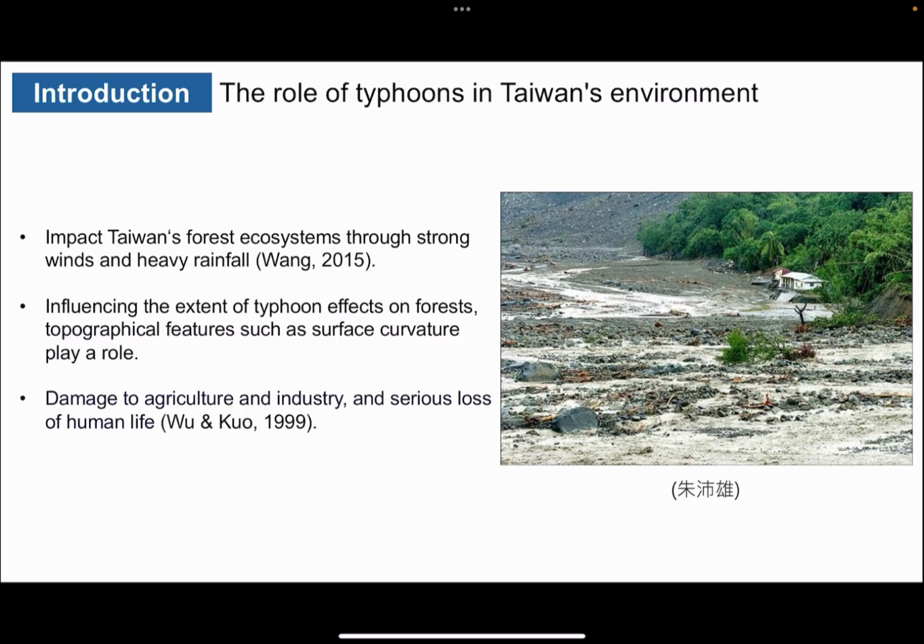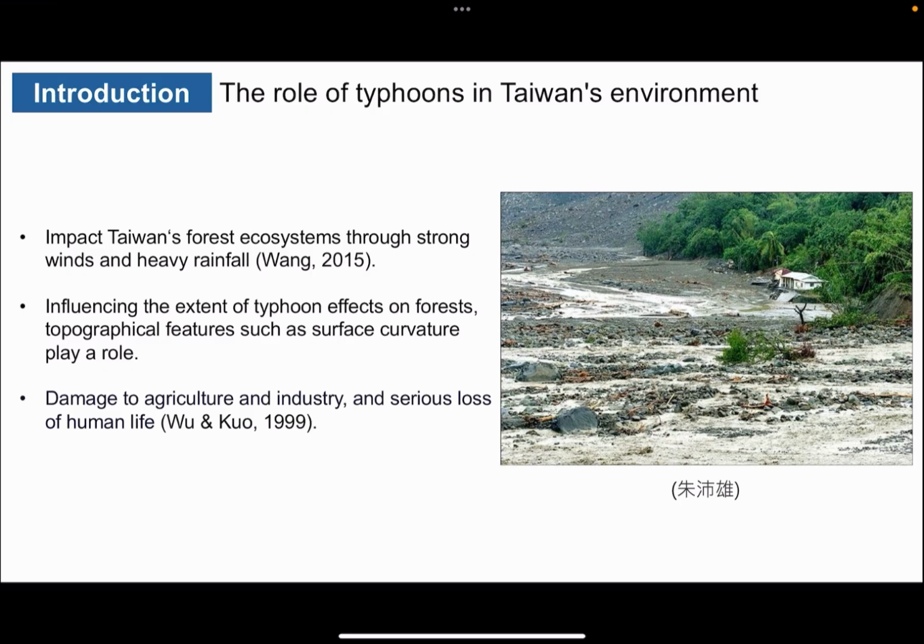When we think of typhoons, we often associate them with the disaster they bring to the natural environment. Typhoons impact Taiwan's forest ecosystems through strong winds and heavy rainfall. It might cause some serious damage. Despite this, typhoons are also one of the main sources of Taiwan's water resources.